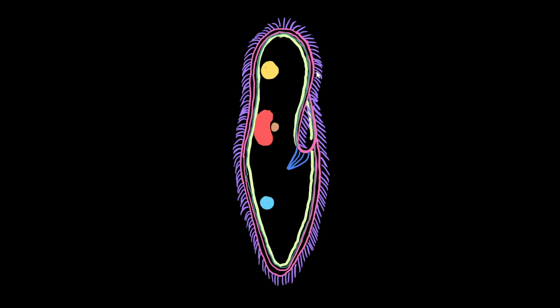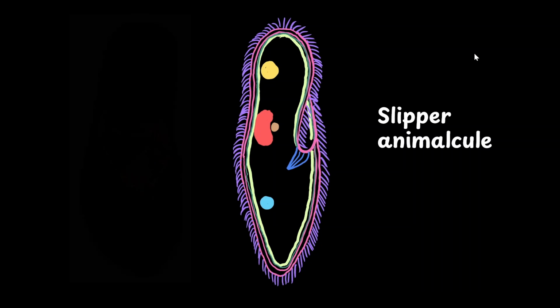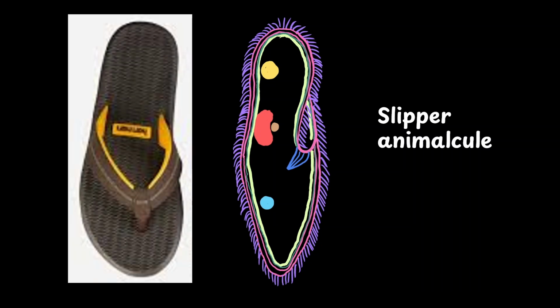We continue our study of asexual reproduction in protozoans. In this video, our focus is on this organism which is called a slipper animalcule because it looks like a slipper. This is a paramecium. Paramecium undergoes transverse binary fission, which is what we are going to discuss in this video.